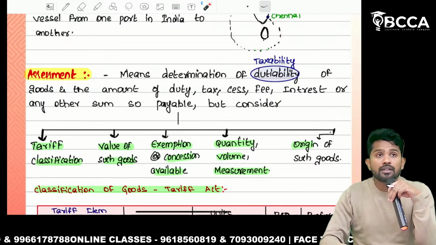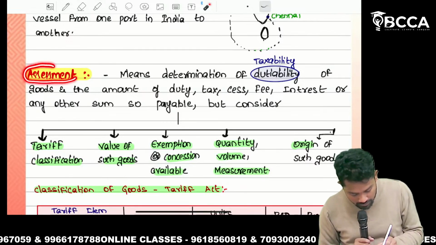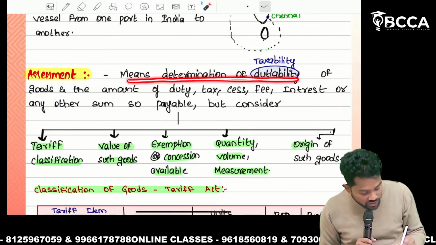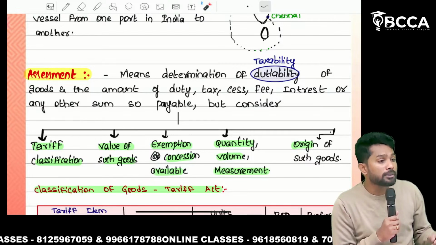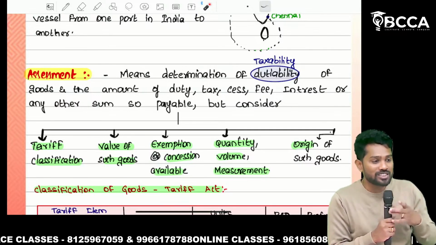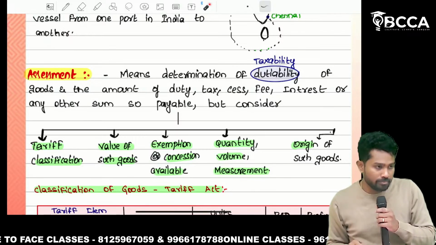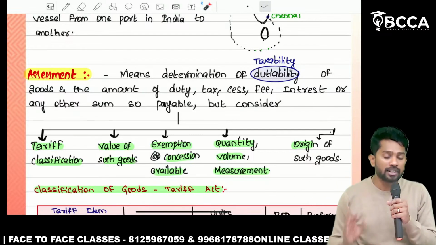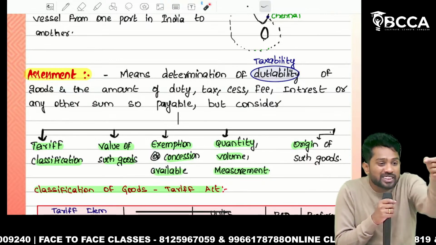So now we'll be discussing assessment. What does assessment mean? Assessment means determination of dutability. Dutability you may feel is a little difficult for our brain to process. If we replace it with the word taxability, duty and tax are more or less the same, they are synonyms. So assessment means determination of taxability. I mean whether such goods are taxable or not, you need to find out. That's the first step of assessment.